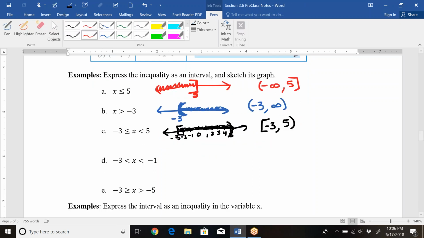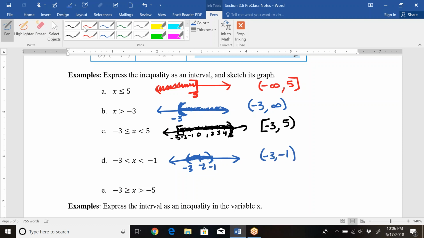Okay, let's look at this one. This is negative 3 to negative 1. So negative 3, negative 2, negative 1. Parentheses on both, and x is in between again, so we shade everything in the middle. So this is negative 3 to negative 1.